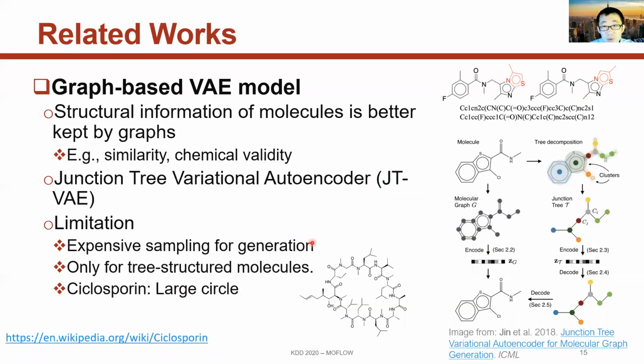Junction tree VAE tries to incorporate graph structures into VAE models. On the top right, we can see structure information of molecules is better kept by graphs. Two very similar molecules have quite different string representations. And the junction tree VAE generates chemically valid molecules by capturing valence constraints on graphs. However, JTVAE can only handle tree-structured molecules, and the generation of molecules needs very expensive sampling in the latent space.